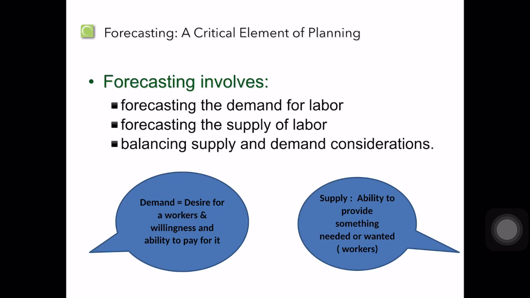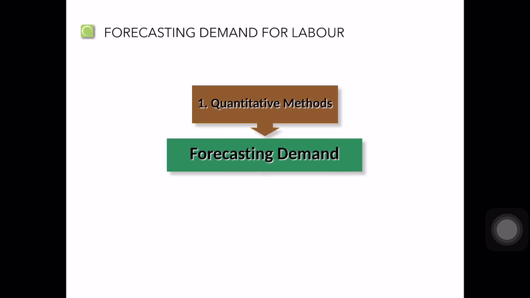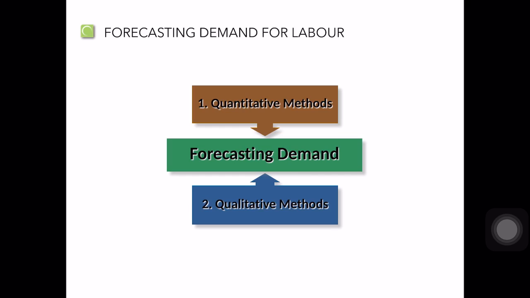Okay, ni step number 5. Dia ada dua jenis method untuk fokus demand. Ini kita dah masuk spesifik lah. Ini kita nak fokus demand. So macam mana kita nak fokus demand tu? Dia ada dua cara. Satu quantitative method, lagi satu qualitative method. So kita akan tengok dulu yang first tu, yang color brown tu, quantitative method dulu. Baru kita tengok qualitative method.